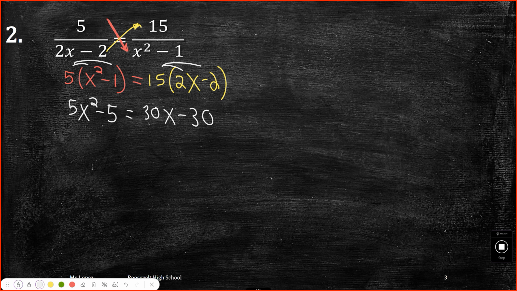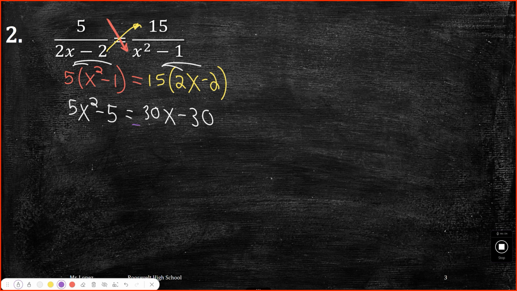Minus 30. Okay, now this turned out to be a quadratic equation. Should we move everything to the left or to the right? Everything, think about it, to the left or to the right? To the left is correct because the highest power is on the left.